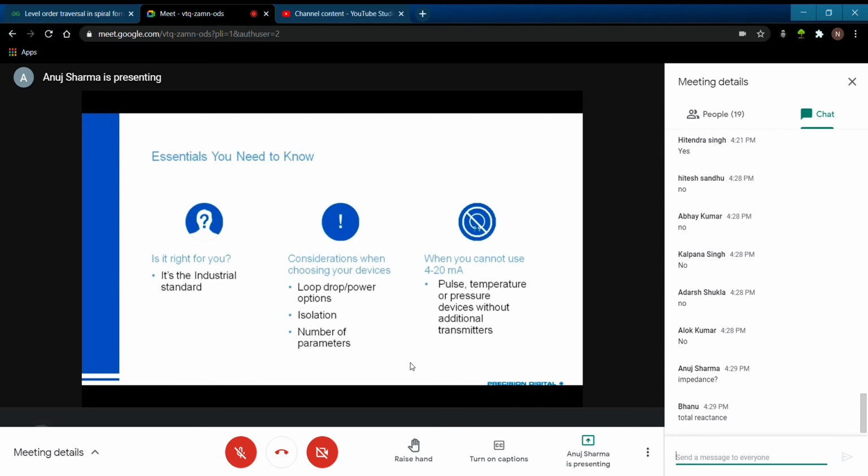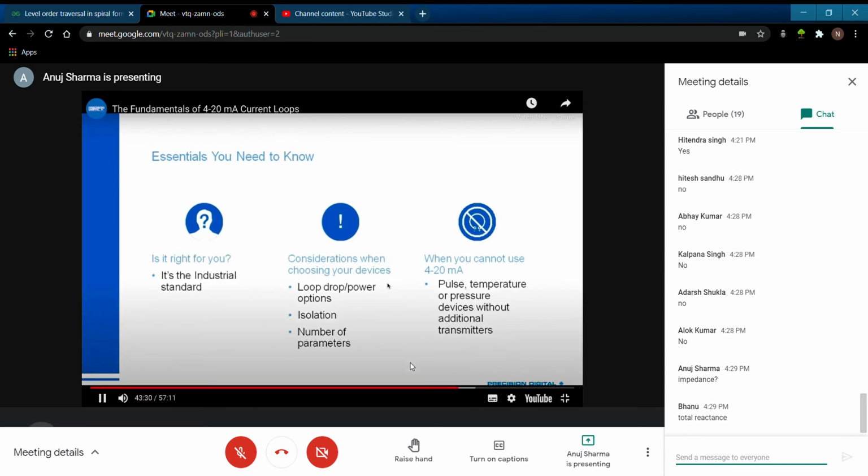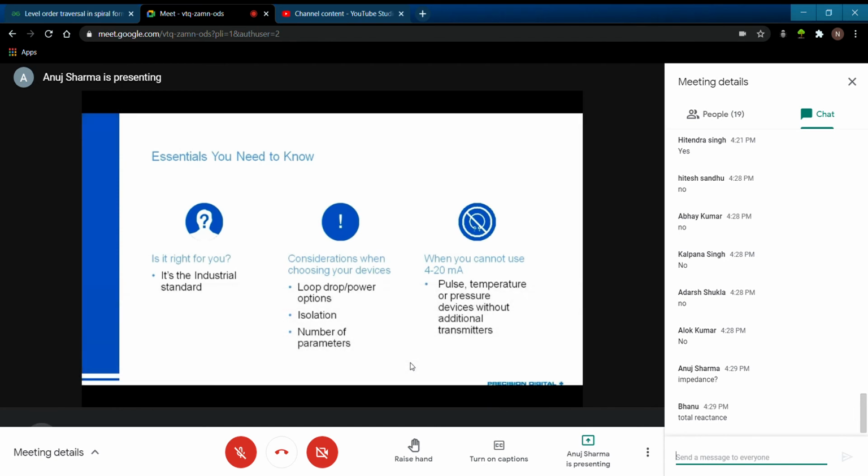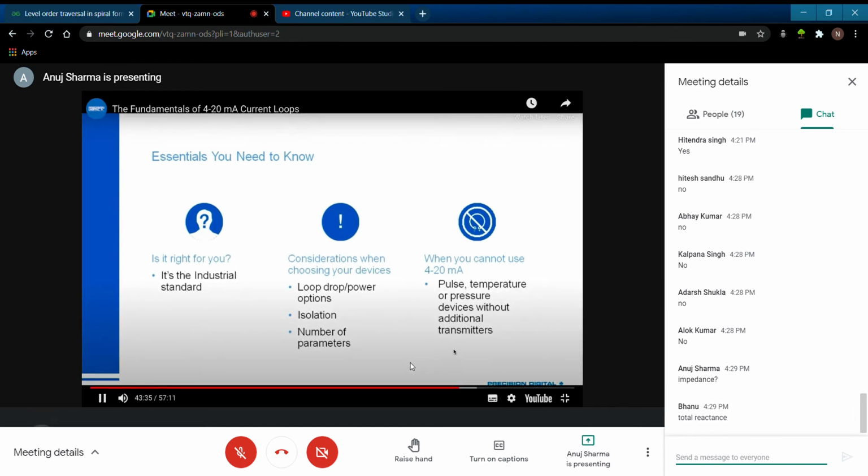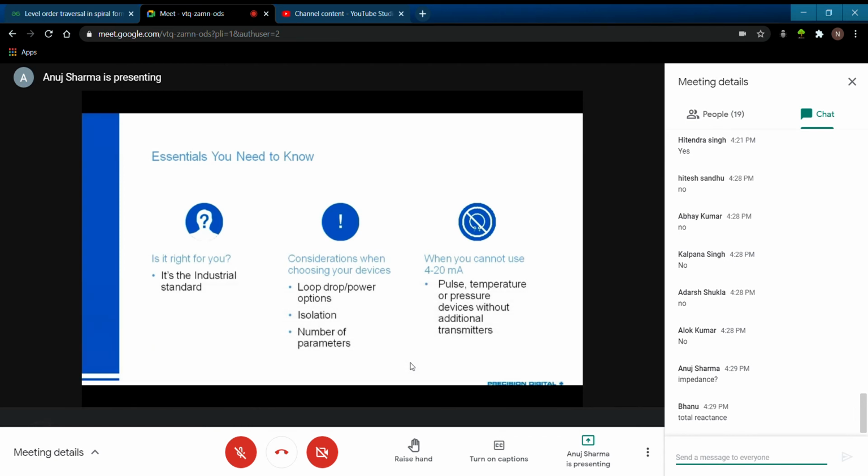Some considerations when choosing your devices, especially with 2-wire devices, you need to be aware of that loop drop. You need to know what that voltage drop is so you can make sure that your power supply supports it. You need to make sure that if you have a device that has multiple 4 to 20 milliamp loops going through it or from it, that you have the isolation requirements met. And you need to be aware of how many parameters you're going to try to be transmitting in your system as a whole so that you can plan accordingly for it, because you need one loop, one transmitter for each one of those parameters you're trying to send.